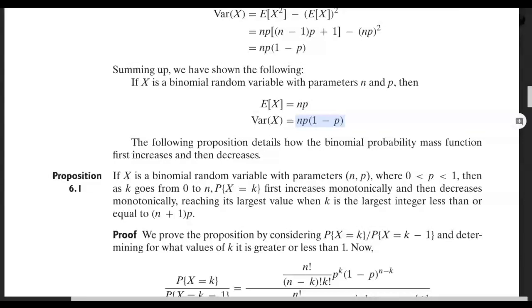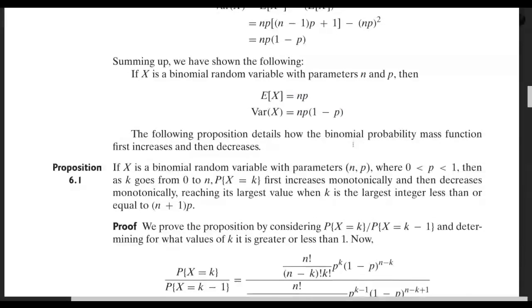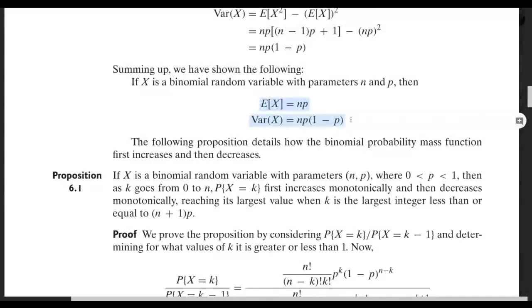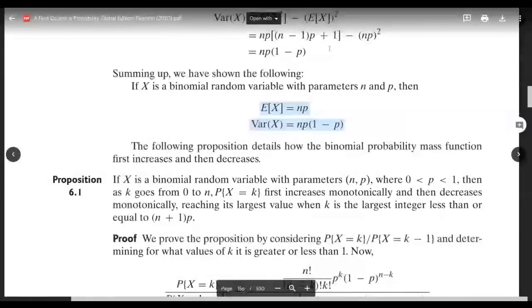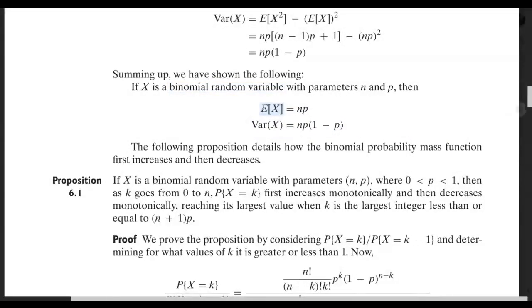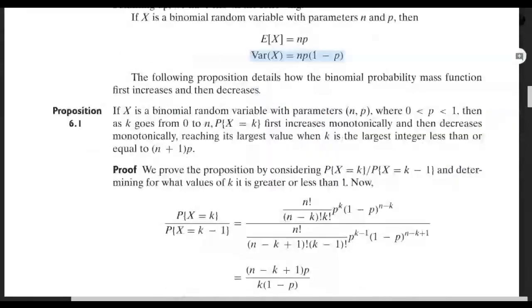Some of you have started ahead of me, which is great. So from now on, we can use this, because it's proved from above. For binomial random variables, expected value is n times p, variance is n times p times 1 minus p.